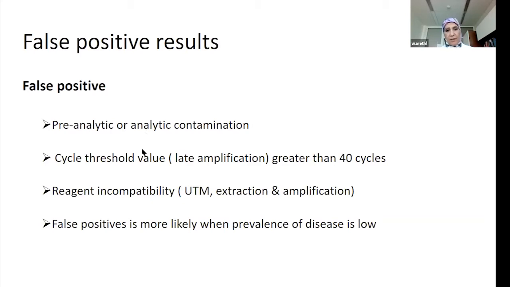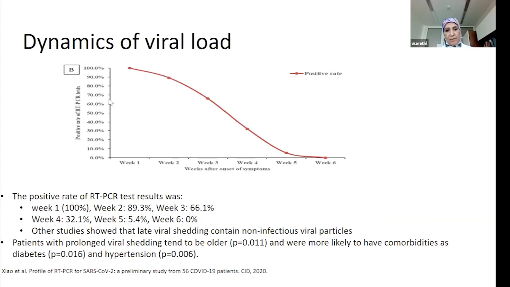Just an illustration again to demonstrate that by week 1, really the sensitivity of the RT-PCR is almost perfect, and then it decreases. Say maybe week 4 is down, and by week 6 it really is low.